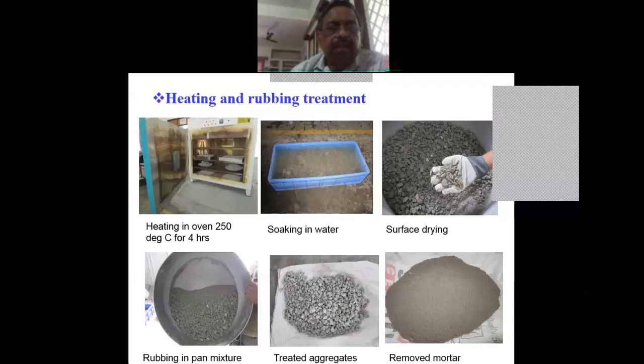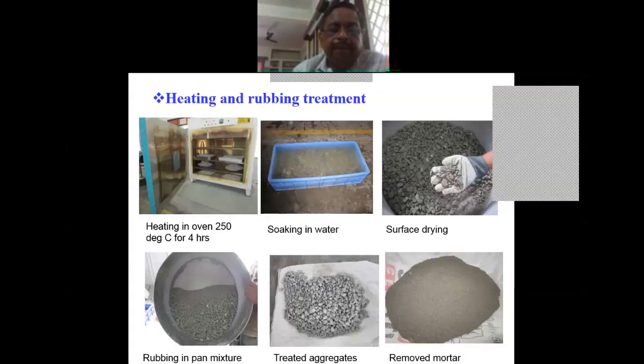So what are the other methods? Other methods are the heating and rubbing techniques that we have adopted in our laboratory. Mainly, we heat the aggregate up to 250 degrees centigrade for 4 hours, and immediately we soak it in water. There is a difference between the surface temperature of the aggregate and the mortar, so there will be some delamination, and once you quench it in water, the separation will take place.